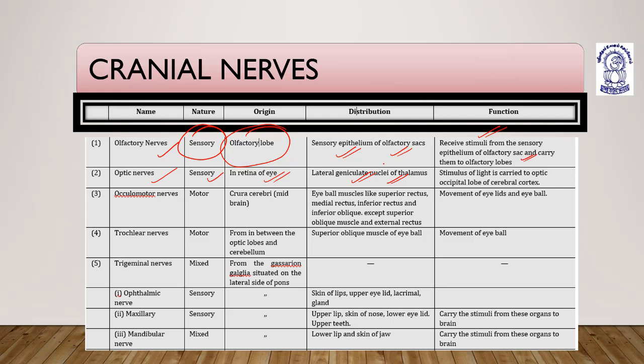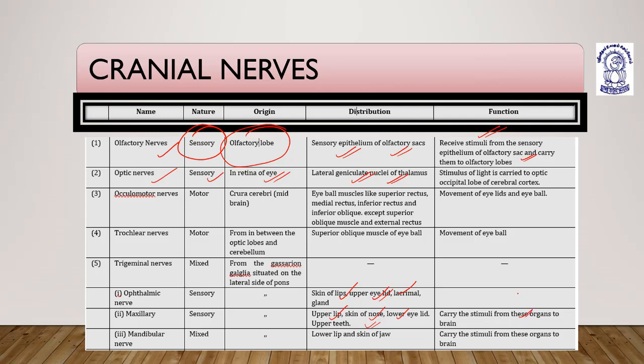The ophthalmic nerve is also sensory in nature, and it supplies the skin of the forehead, upper eyelid, and lacrimal gland. The maxillary nerve is also sensory, and it supplies the upper lip, skin of nose, lower eyelid, and upper teeth. It carries stimuli from these organs to the brain.